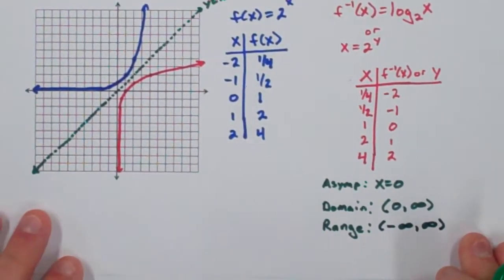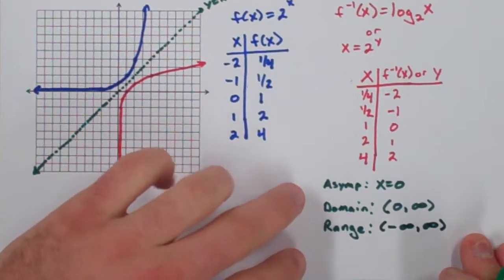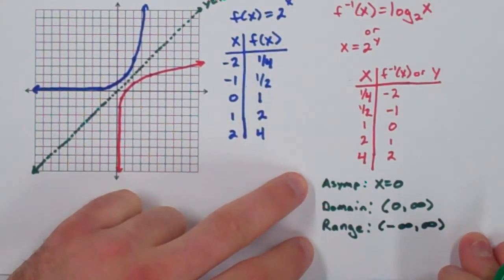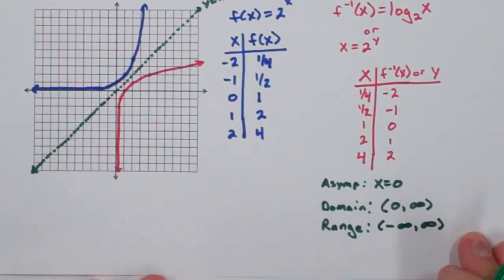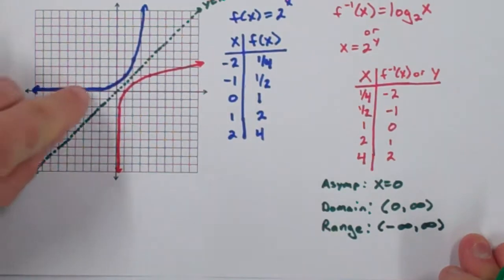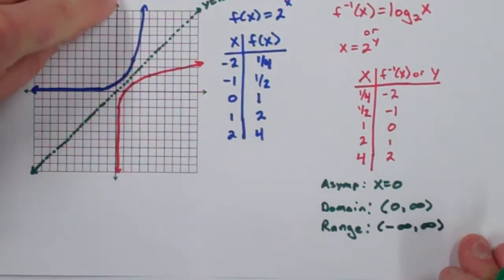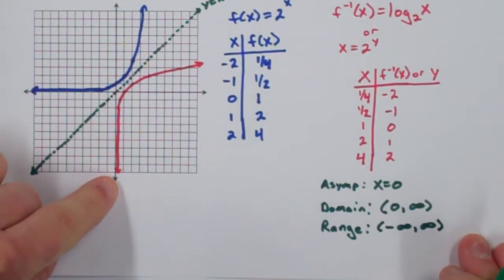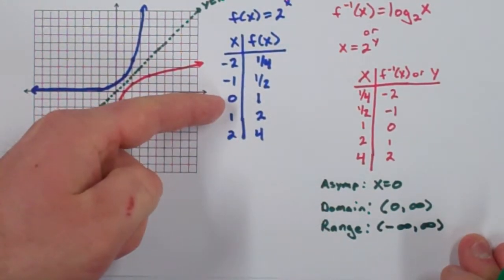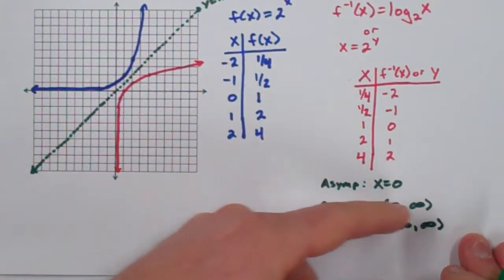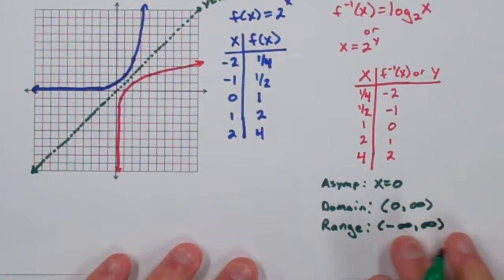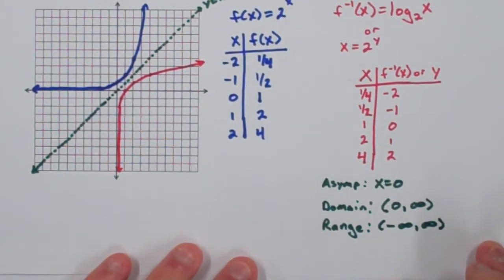So let's just do an instant recap. If you want to analyze this graph, what you do is you basically just switch the x's and the y's from an exponential function. So the asymptote for the blue one is y is equal to 0. The asymptote is now x is equal to 0. The domain is what the range was for this graph, and it's 0 to infinity, and the range is what the domain was for the graph in blue, which is negative infinity to infinity.